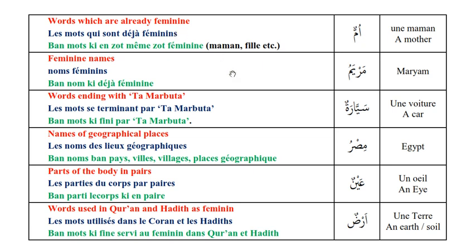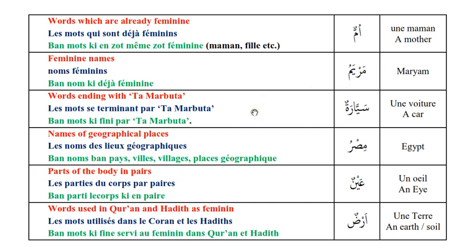Now, the second category. These are the names of females, the names of girls, the names of women, of ladies. For instance, Maryam, Maryamu. Maryam is the name of a girl, of a woman, of a lady. So it is feminine. We have Fatima, Khadija, Zainab. These names, they are feminine names.